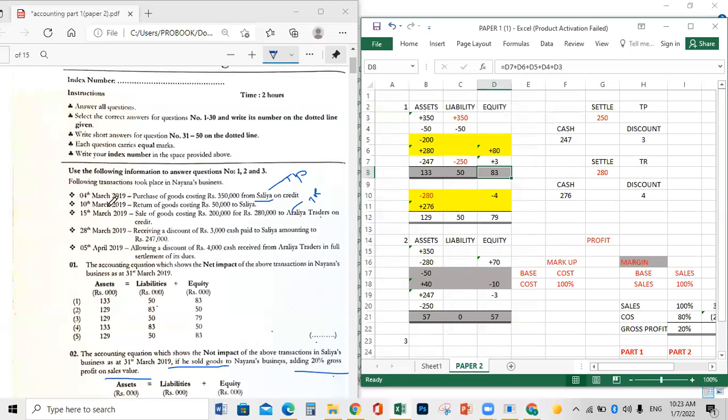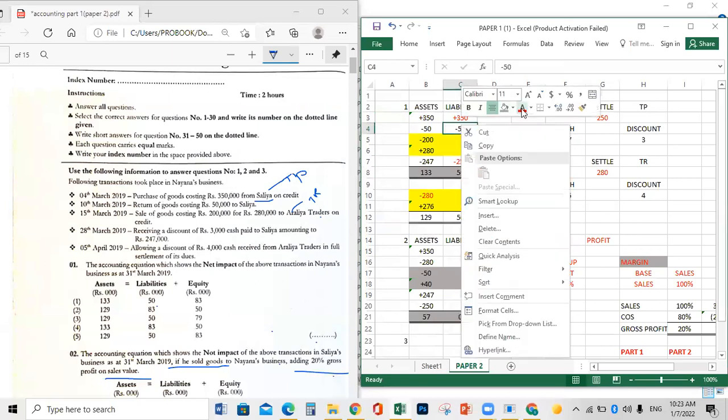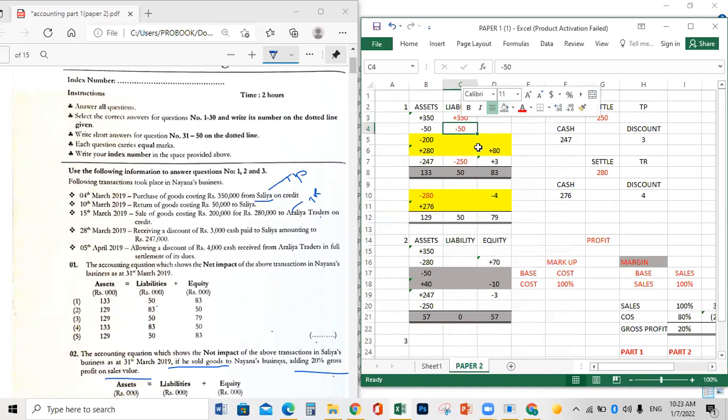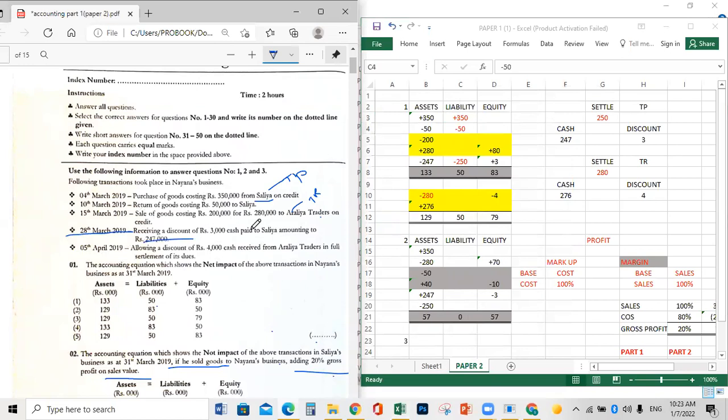And then after that, the second one, there is a return outward. So that is also related to creditor. And then the last one, that is 28th March, you're settling your trade payable. So all this is related to Salia. Why am I marking with the red color? What if there is a bank loan? You can't just take the liability column, right? What if in another question they give a bank loan? Then you should take it out, because we should only find the trade payable.